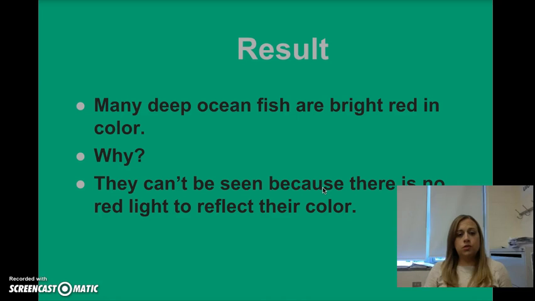And so this is interesting, because if you ever watch any of these shows with deep ocean fish, or if you see any of my pictures from Alaska, you'll see that a lot of the fish that we pulled up from the bottom of the ocean are bright red. The reason for that is because there is no red light to reflect their color. So down deep, if you're red, that's good. You can't really be seen by predators. Or if you are a predator, your prey doesn't see you coming because there is no red light available to reflect that color.